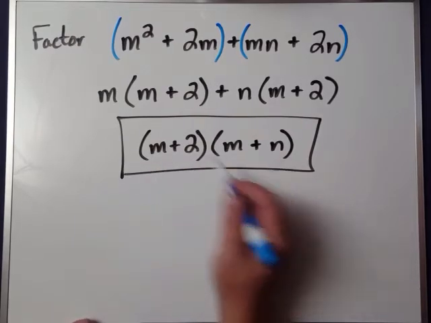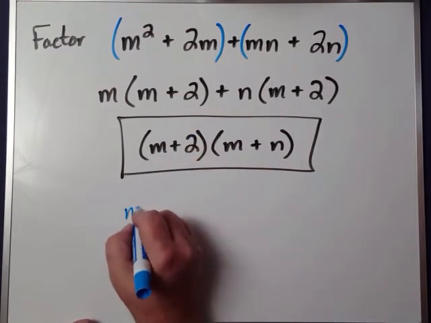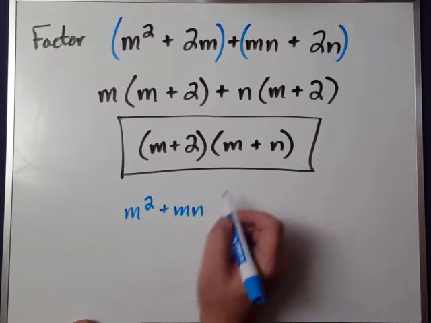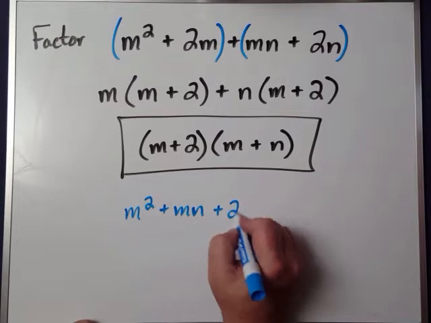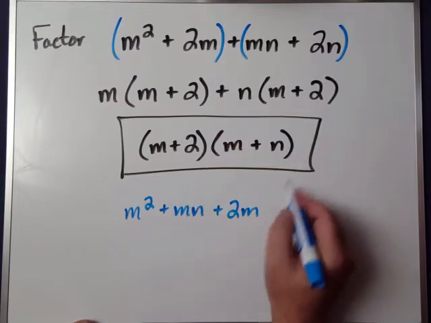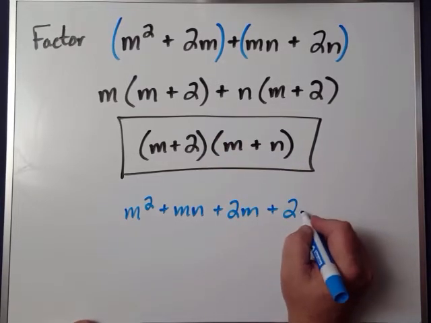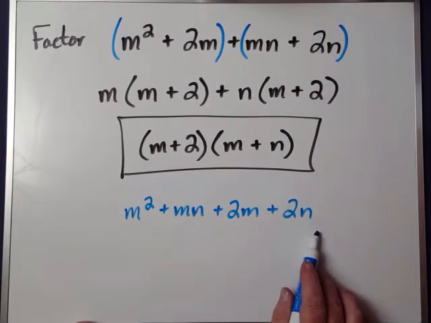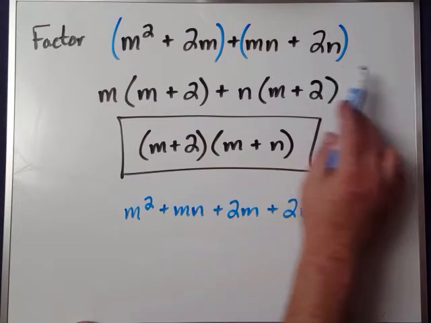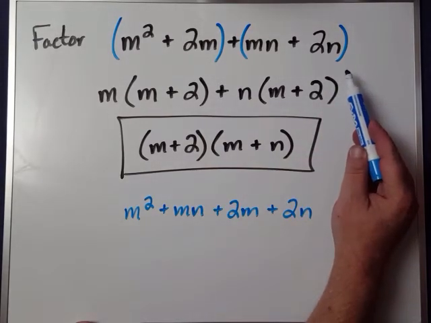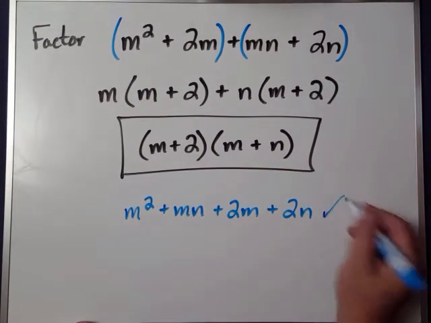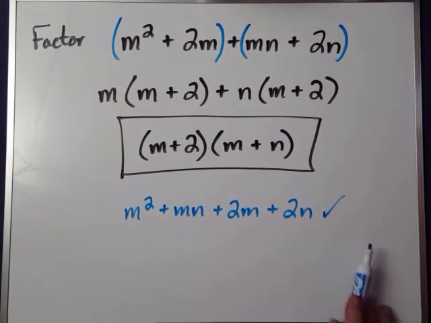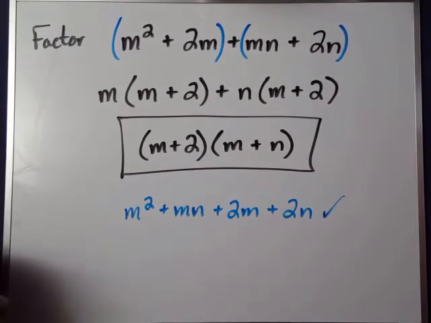If we FOIL this back out, the first, m squared. The outside, plus mn. The inside, plus 2m. And product of the last, plus 2n. Are those the 4 original terms? They're in a different order, but yes, those are the 4 original terms. And we know that the order doesn't matter when you're adding. As long as signs stay with their terms, we're in business.